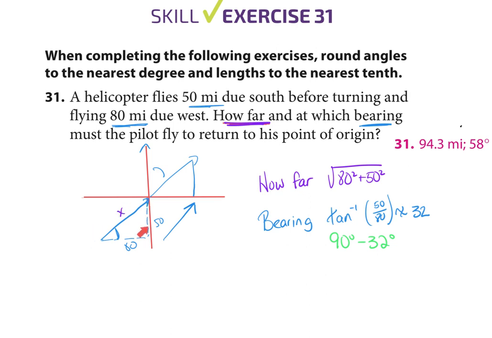Well, if he started here and went down and over, how far is going to be the hypotenuse? So that's straight up Pythagorean theorem. 80 squared plus 50 squared, take the square root, you get 94.3.